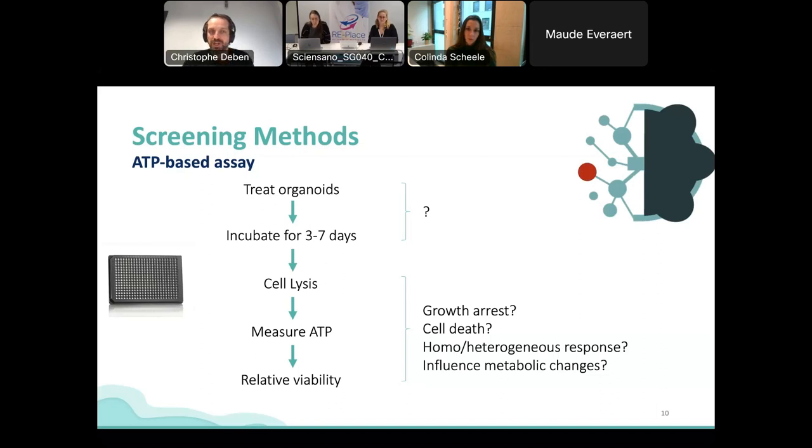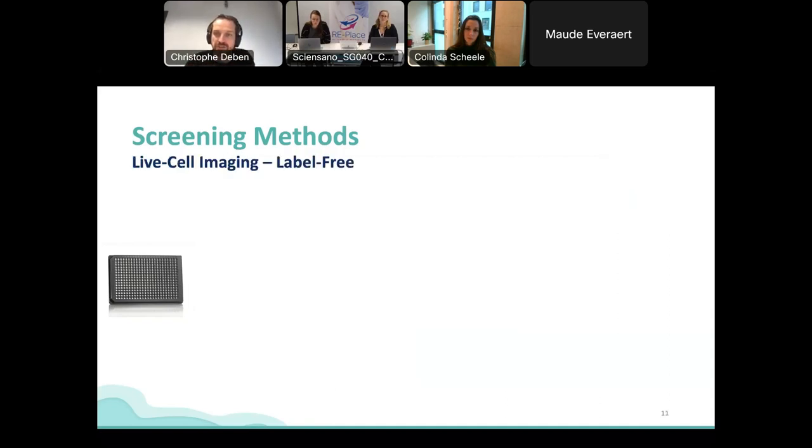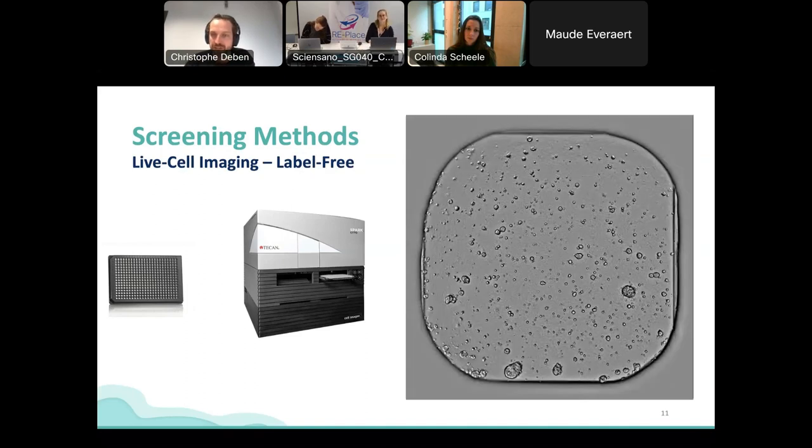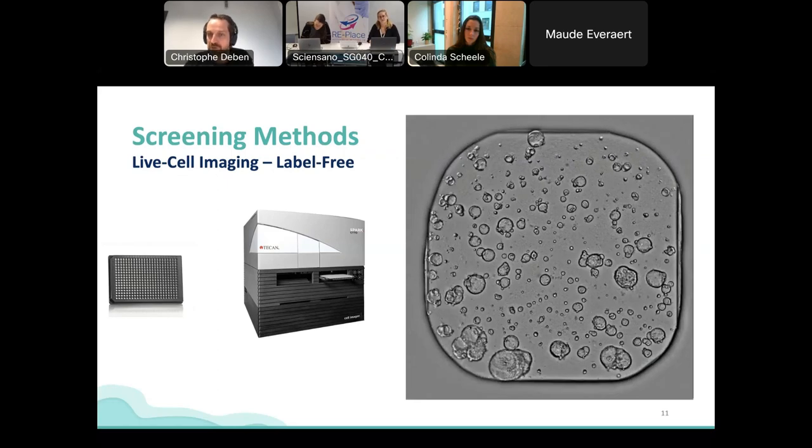So we now really have these complex in vitro models, but you only look at one single aspect when you use ATP-based assays. And that's why, from the beginning, we wanted to implement live cell imaging. And at the same time I started using organoids, I also acquired a live cell imager through a competition. And this really allows us to take high quality images of these organoids grown in 384 well plates.